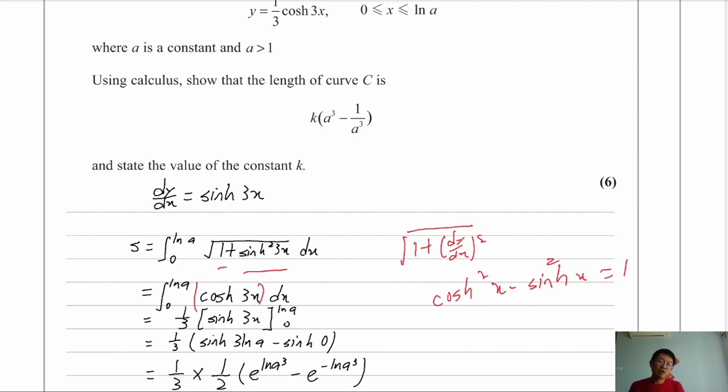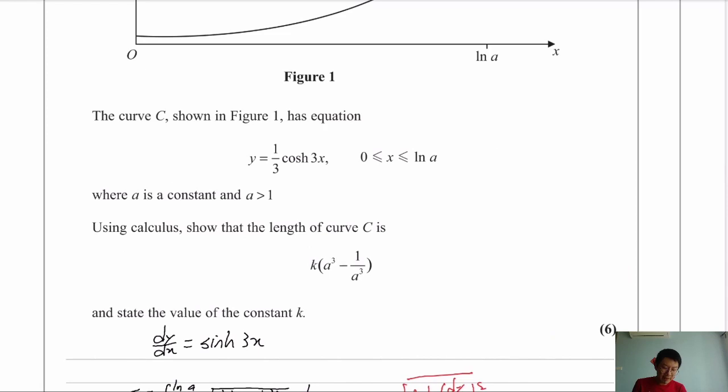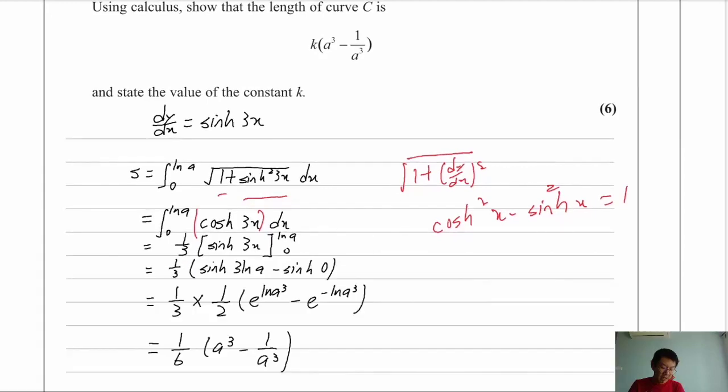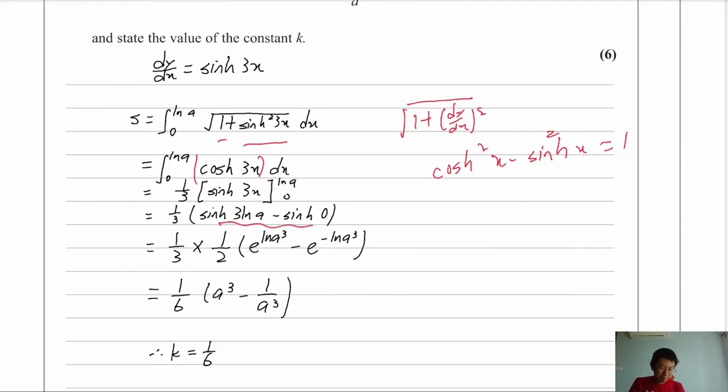Integrating a cosh 3x is not difficult. We will get a 1 over 3 sinh 3x. When we have 1 over 3 sinh 3x, we substitute the values for the 0 and the ln a, because this curve goes from x equals 0 to ln a, so this is what we need to integrate. When we substitute this into the sinh, we need to find out what is the value for sinh of 3 ln a, because we know that sinh 0 is 0, so we don't even need to calculate that one.